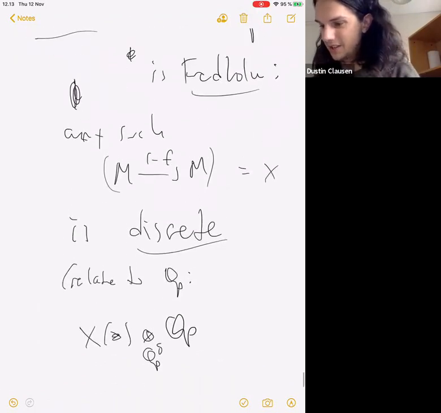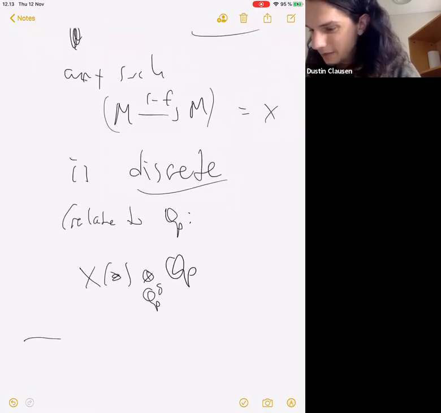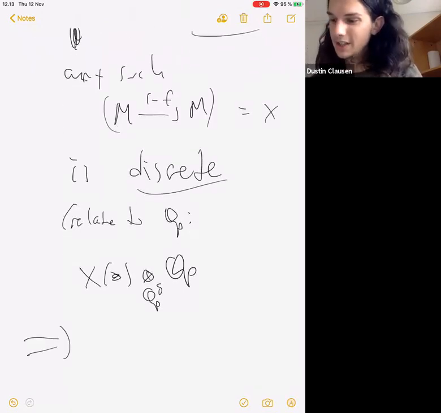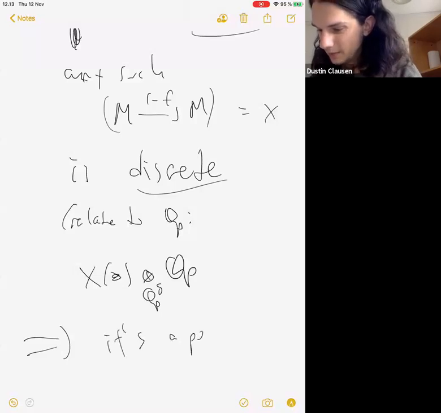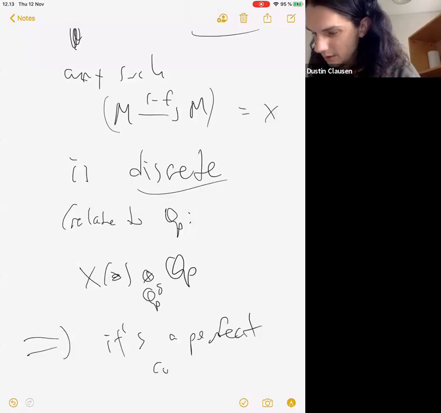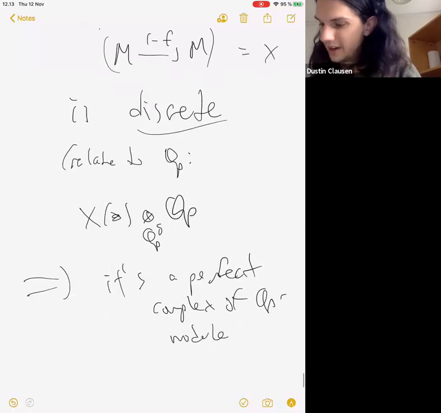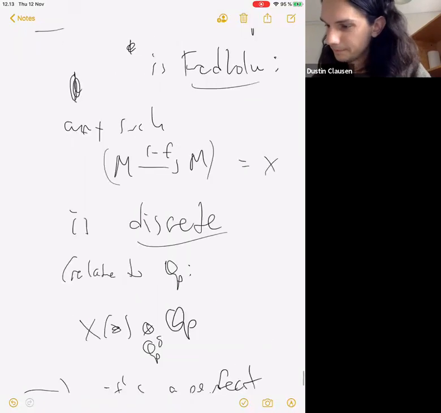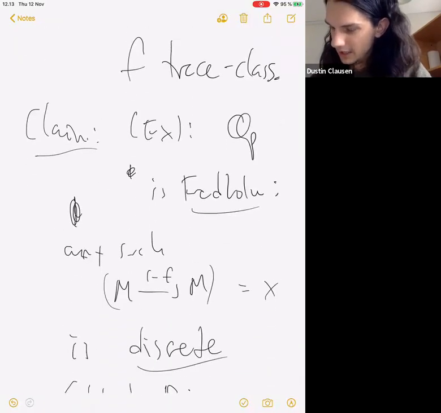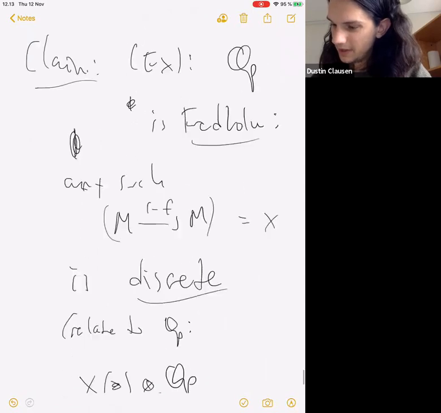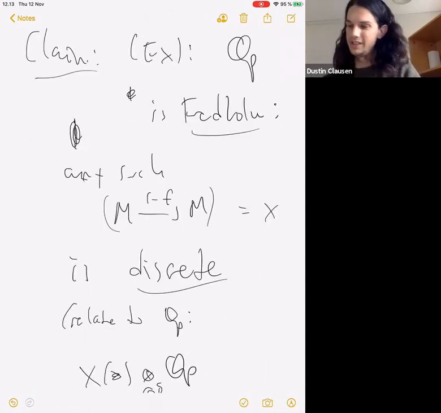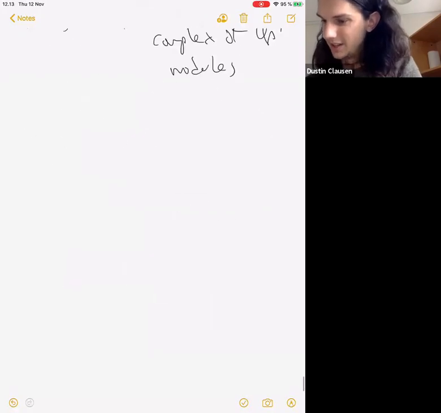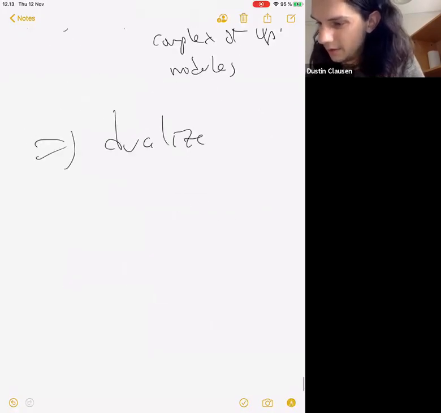Right, so any such cone is discrete. And this implies that since it's also a compact object, it will then have to be a compact object in the discrete world. And that means it's a perfect complex of Qp modules. So it's just a finite length complex of finite dimensional Qp vector spaces. Right. So that's this Fredholm property. So if you can check that any such thing is discrete, then you will deduce that dualizable is the same thing as perfect.